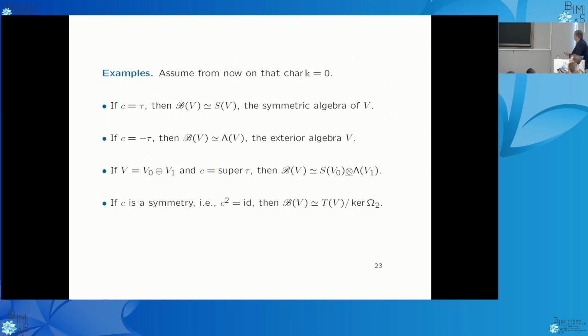More examples. I will assume characteristic 0 from now on. If C is the usual transposition, this is a solution of the braid equation, and you get the symmetric algebra. If C is minus the transposition, you get the exterior algebra. So sometimes it could be infinite dimensional or finite dimensional. If you have a super vector space, you take the super transposition, then you get the supersymmetric algebra. And it can be shown that in characteristic 0, if C is a symmetry, then the Nichols algebra is quadratic. So the ideal J of V is generated by the elements in degree 2.